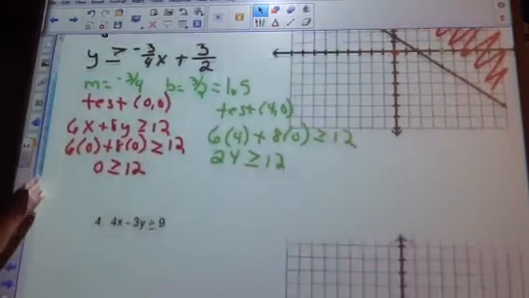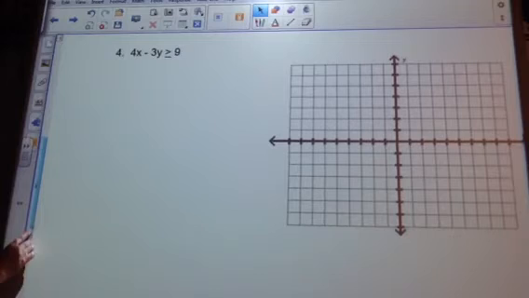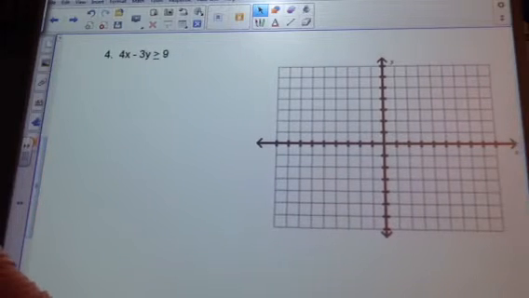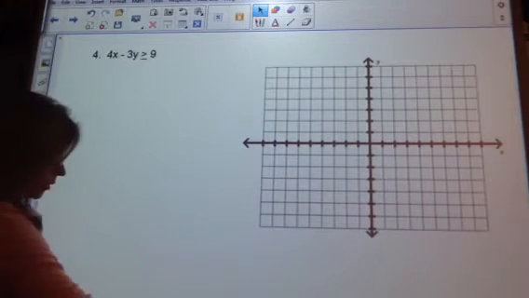All right, we got one more. I'm going to be quiet and let you all work this on your own. If you get stuck, you can look at the board.